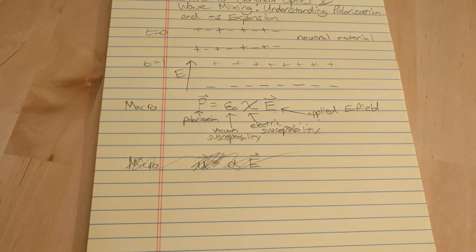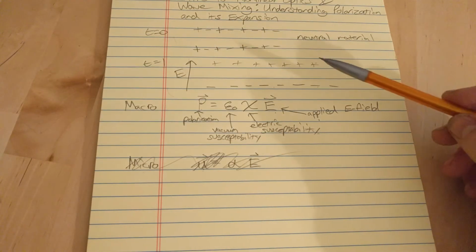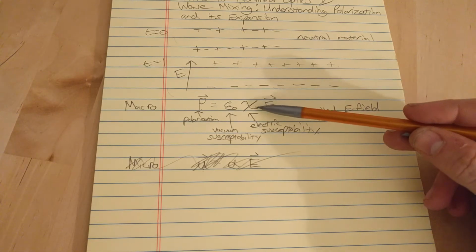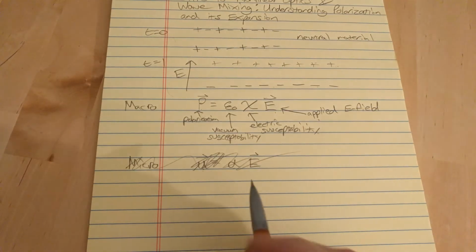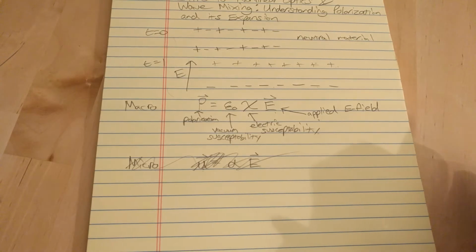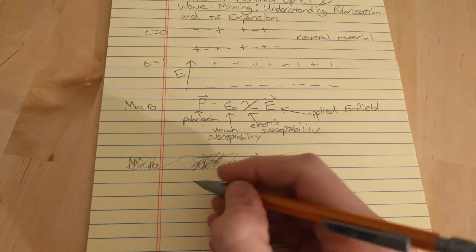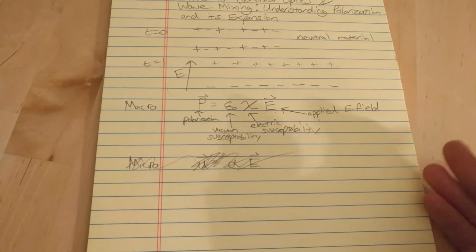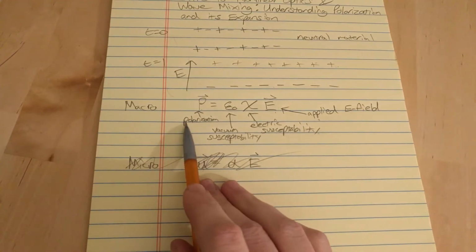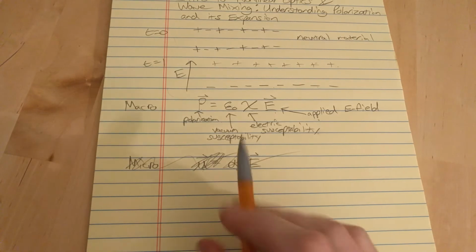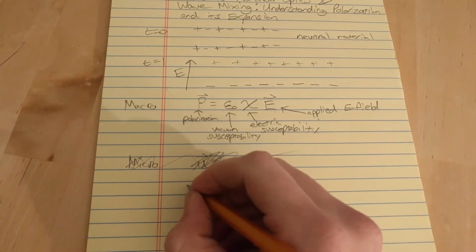So I said the material most of the time polarizes linearly, but not all the time. If you have very intense electric fields, or some unique material that has a very high chi, well, a nonlinear chi, you can get a nonlinear response. So to account for nonlinear responses, you expand the polarization in a power series of the electric field.